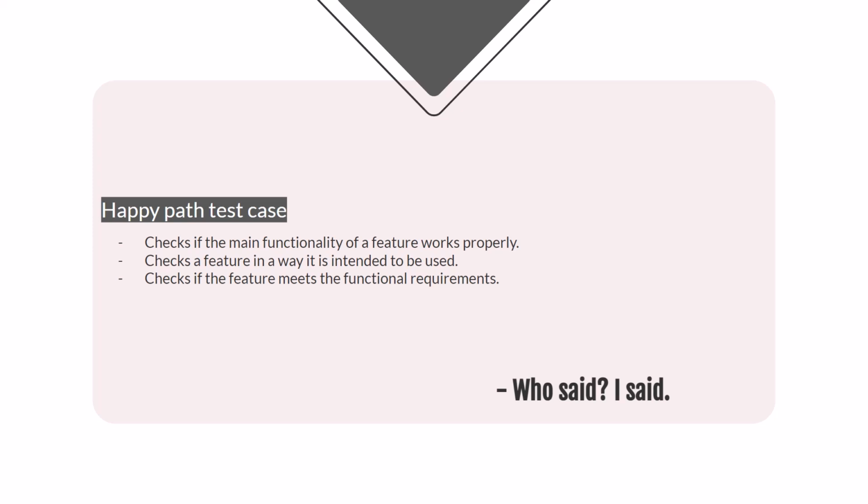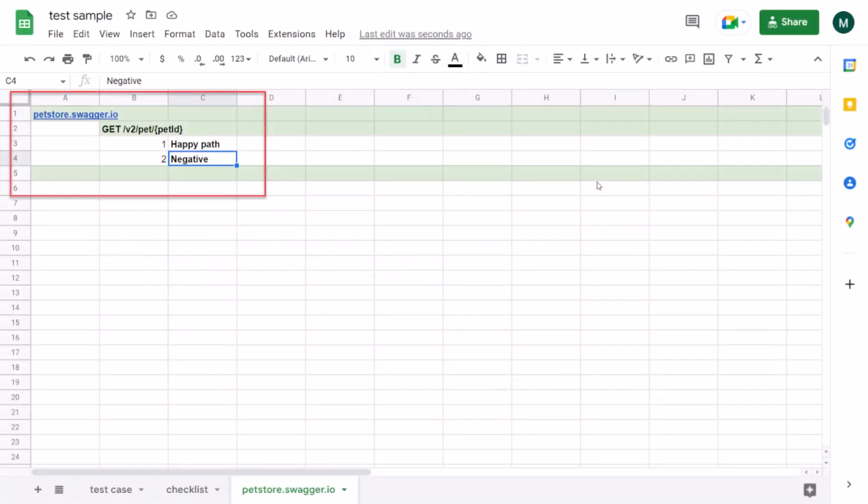It is the time to create our checklist. And we will start with the checklist structure. The same as in the Postman. We will have a domain name and the endpoint. And then two test cases. The happy path test and negative test case.